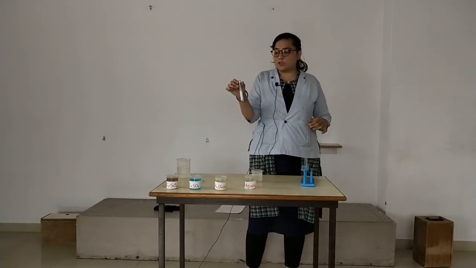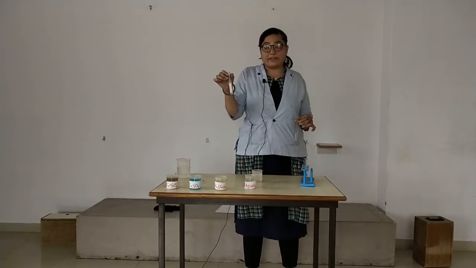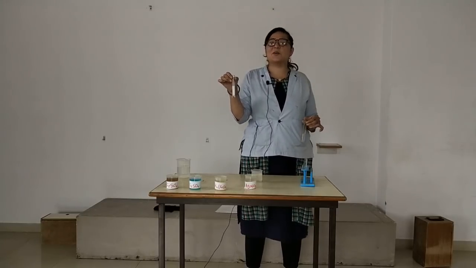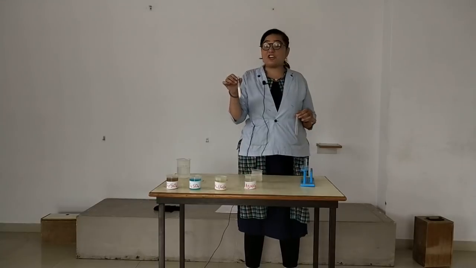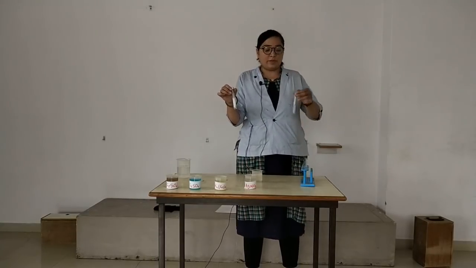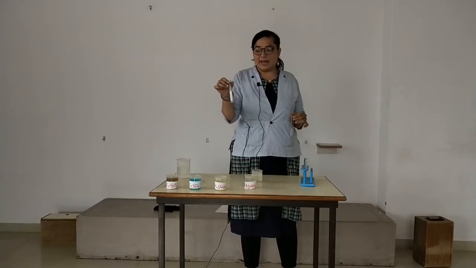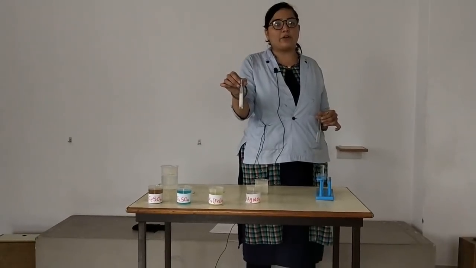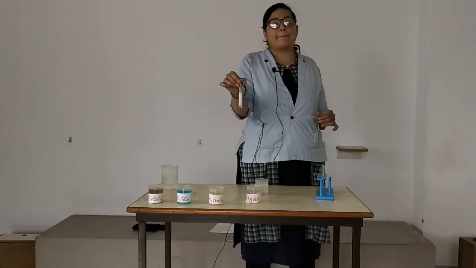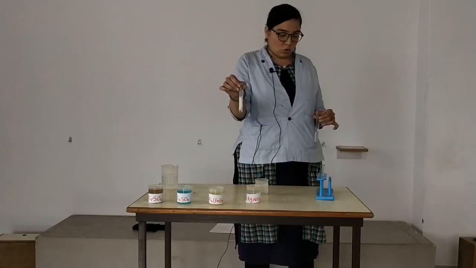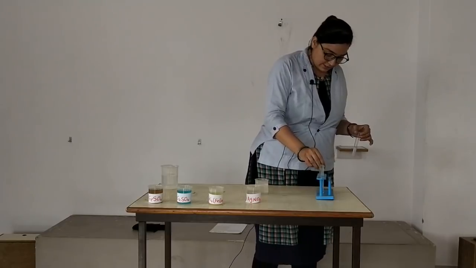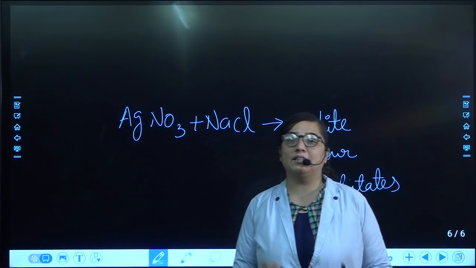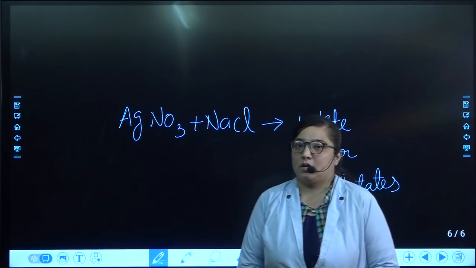I hope you are able to see the white colored thing. It looks somewhat like buttermilk, right? No, it's not buttermilk. It's the precipitation reaction that is occurring between AgNO3 and NaCl, and you're getting the precipitates over here. I'll hold it on so that you can see it properly. So, I hope this is clear. So that's how you saw that white colored precipitates are formed.